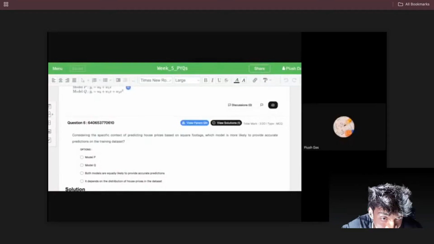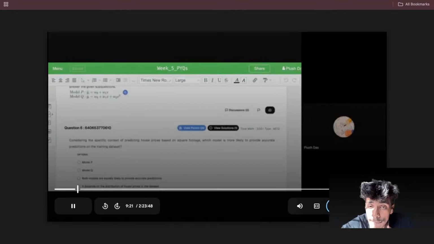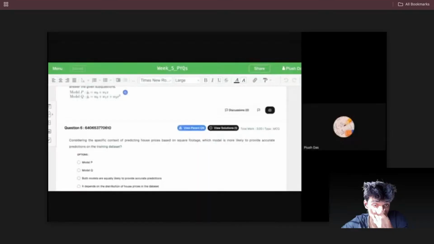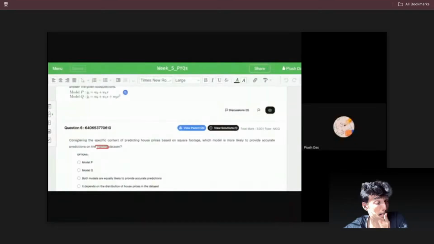Take your time and solve this one. These are 2 models. We have 200 data points. We build our model using the training dataset, and then we validate or test our model using the test dataset. Here it is written, provide accurate predictions on the training dataset. Consider the specific context of predicting house price. Which model is more likely to provide accurate prediction on the test? Okay, that might be an issue. It says prediction on the training set, not the test dataset.